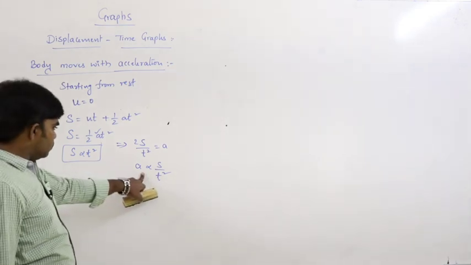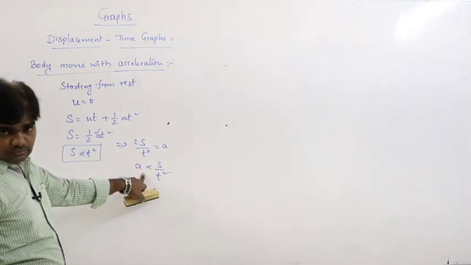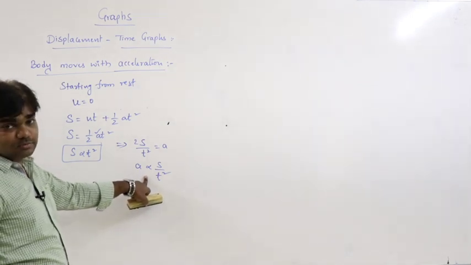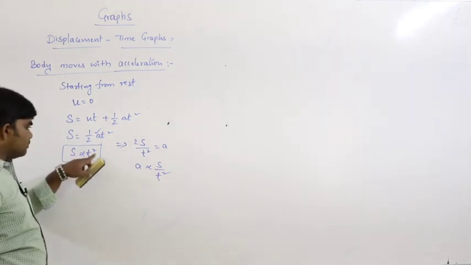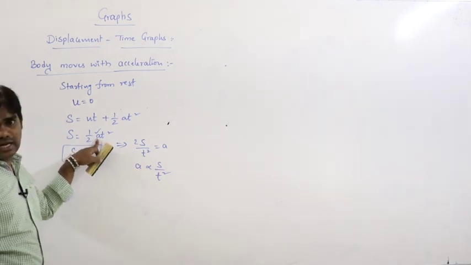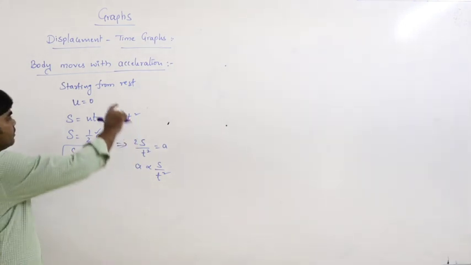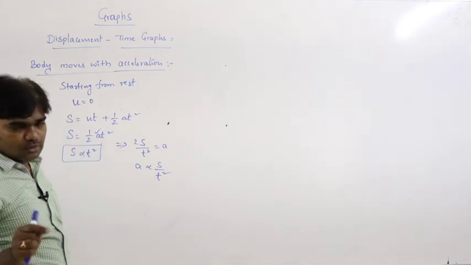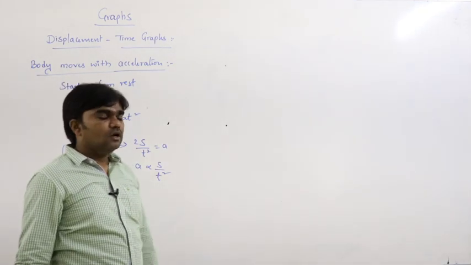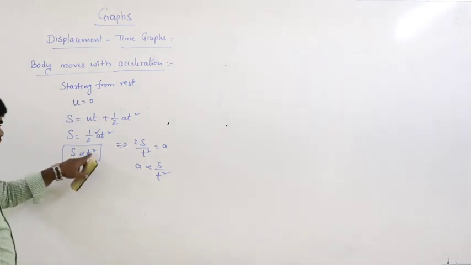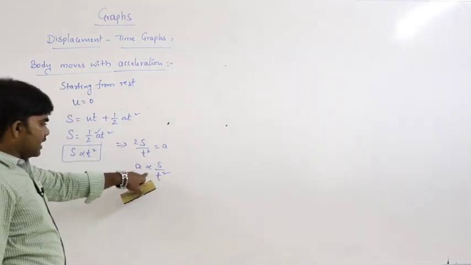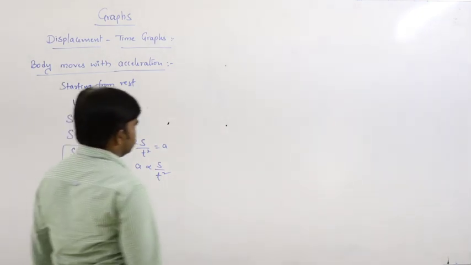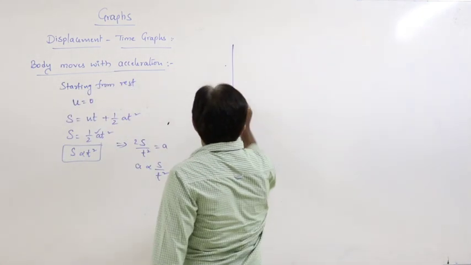So we have to draw this graph. S proportional to t square gives constant acceleration. Body starts from rest, means initial velocity must be 0, and moves with acceleration. That is s proportional to t square, or acceleration can be written as s by t square. Now we have to draw the graph for this. See here.